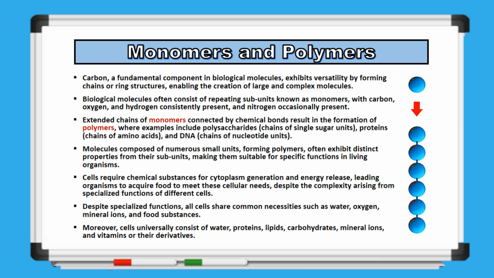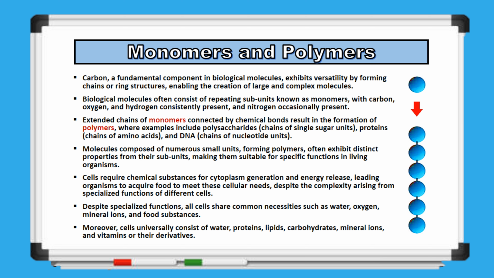When monomers join together through chemical bonds, they form polymers. Polymers are long chains made of monomers. For example, polysaccharides are chains of sugars. Proteins are chains of amino acids. DNA is a chain of nucleotides. Polymers often have very different properties compared to the monomers they are made of. These new features allow them to perform special roles in the body.